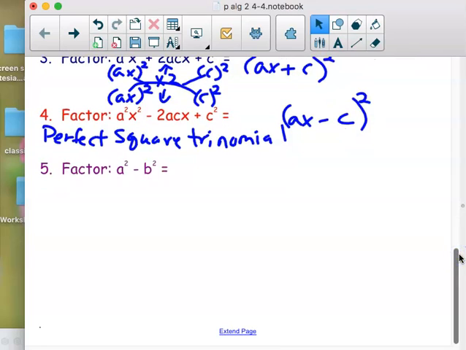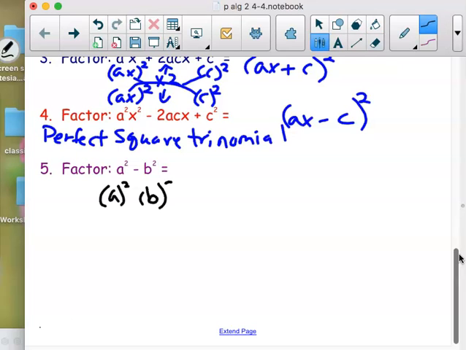Alrighty, well that one looks kind of special too. So I take a peek at it and I notice, you know what, this is a perfect square again, and this is a perfect square. Because if I take a and I square it, I get a squared. And if I take b and I square it, I get b squared. But wait a minute, there's no middle term. Oh, that happened earlier today when we were multiplying these out.